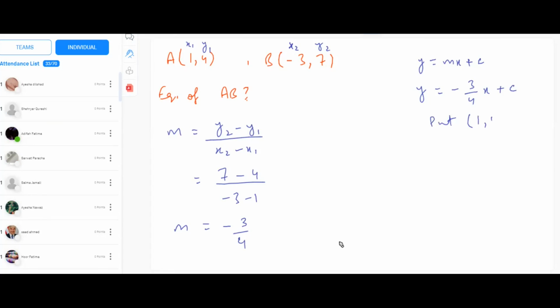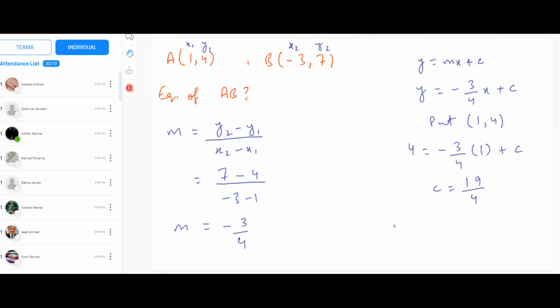ठीक है, 1 और 4 इनपुट कर दिया. Now y is 4 and x is 1. तो आपने इसके अंदर इनपुट किया plus c. You will get the value of c from there. c की वैल्यू यहाँ से आपके पास आ जाएगी 4 plus 3/4, that is 19/4.